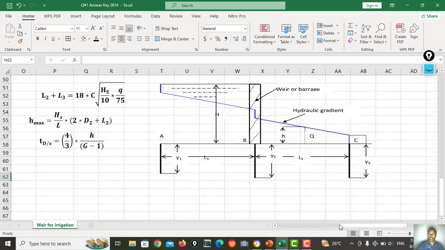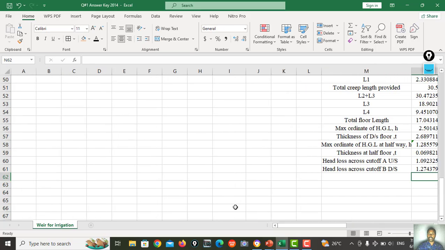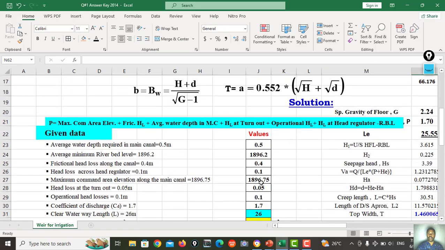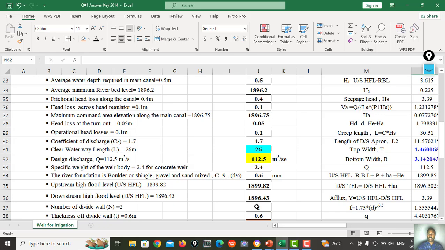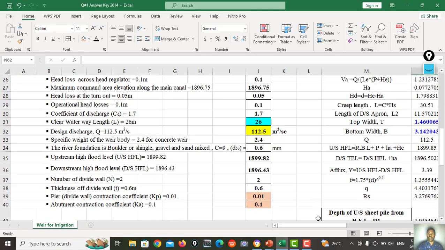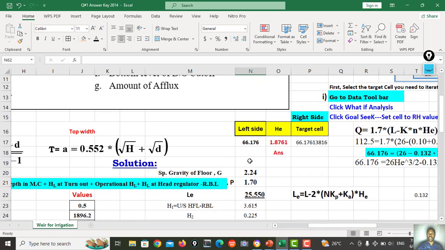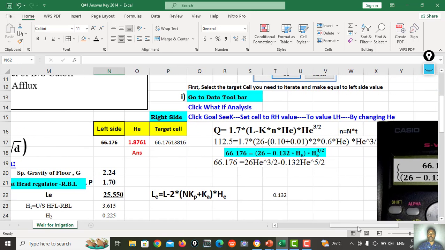So I think this is just a solution for the design of weir. Using Excel you can find. The values should be put in place for each cell so that you can calculate in parallel. So this is the design of weir. So for irrigation you can find the dimension of the weir.